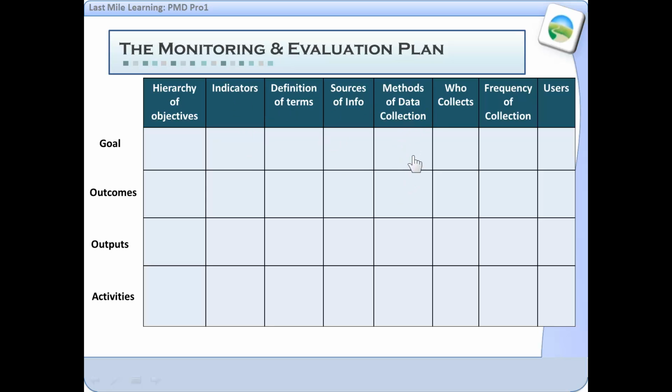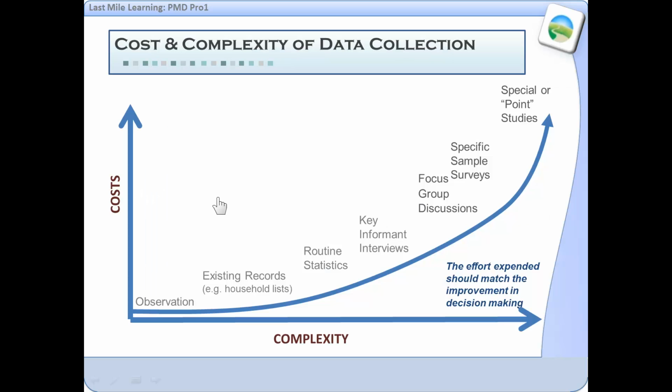What will be the methods of data collection? Who's going to collect it? What's the frequency of collection? And then this last column, extremely important, who will use the information? And general rule is, if the information is not going to be used, or you can't identify who will be using it, then don't waste your time collecting it. You all have very busy lives and a lot of demands, so you need to prioritize.